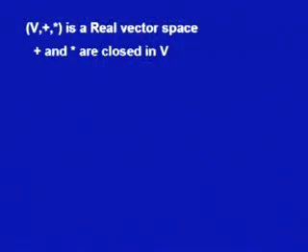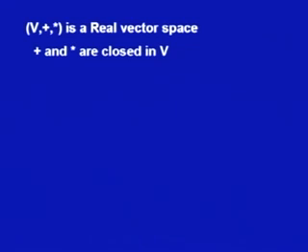In my first lecture, we have given the definition of a real vector space. To review it, I will first again give you the definition of a real vector space. A triplet V, a set and two operations plus and star, forms a vector space provided certain axioms are satisfied.